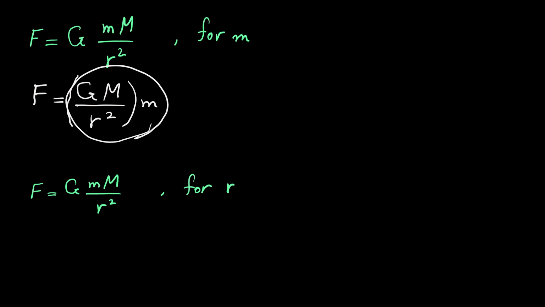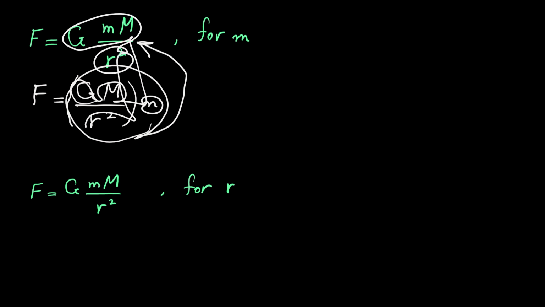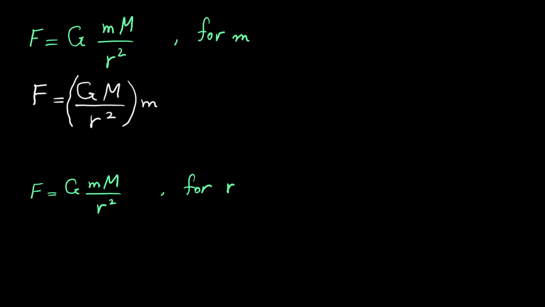Attention, this is the original equation, G M over R to the 2. But I rewrite the equation in this format. Now it is clear that this is a coefficient for the unknown that we are looking for.